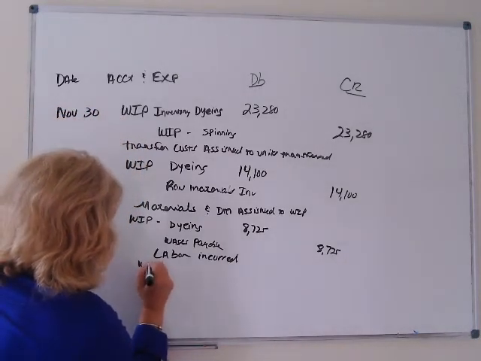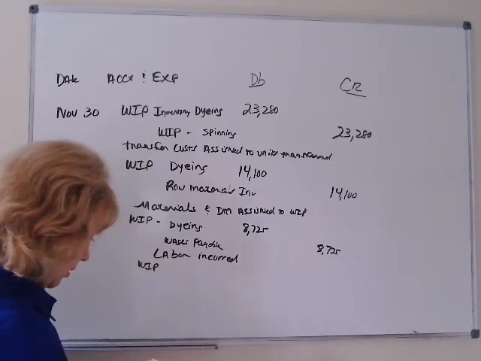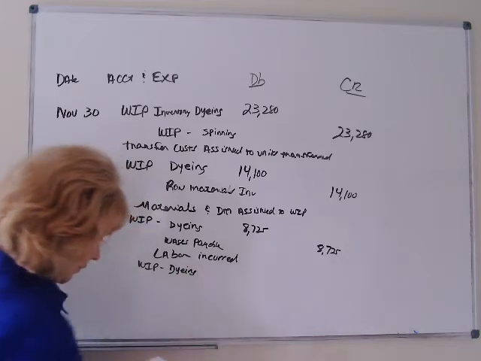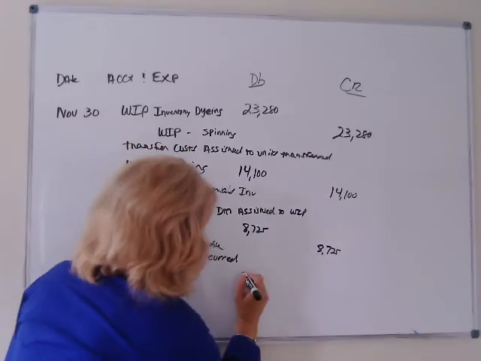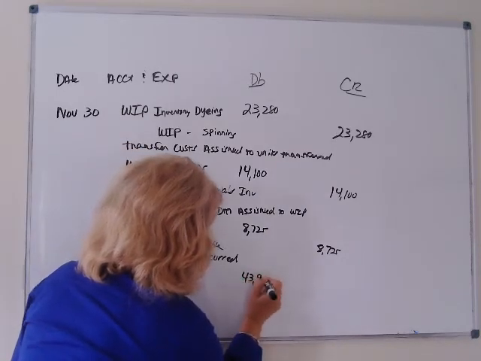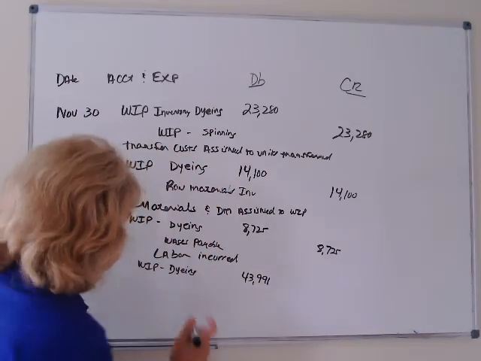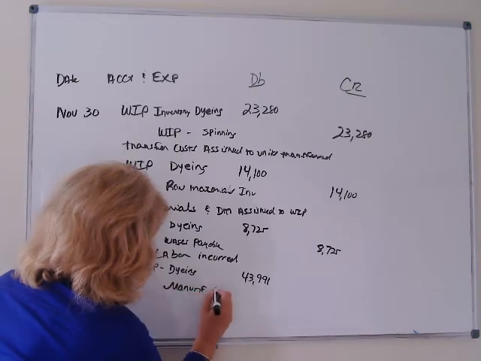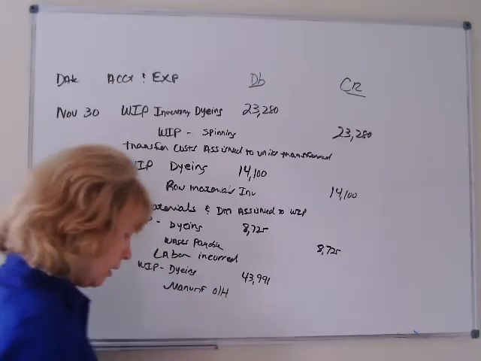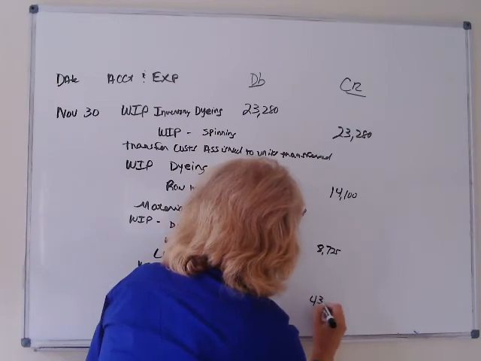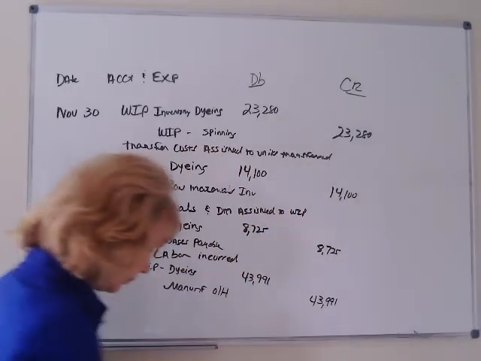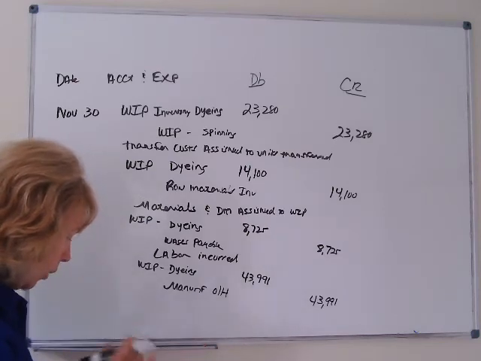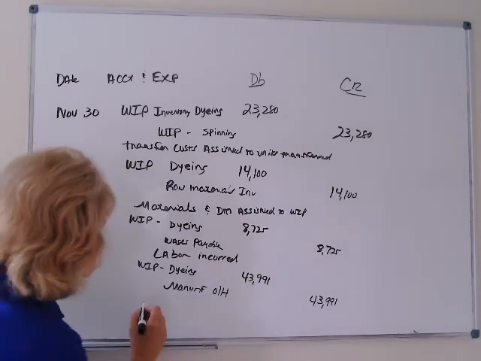So then we have WIP, dyeing, and that's $43,991. This is our overhead now. Manufacturing overhead. You will credit $43,991.